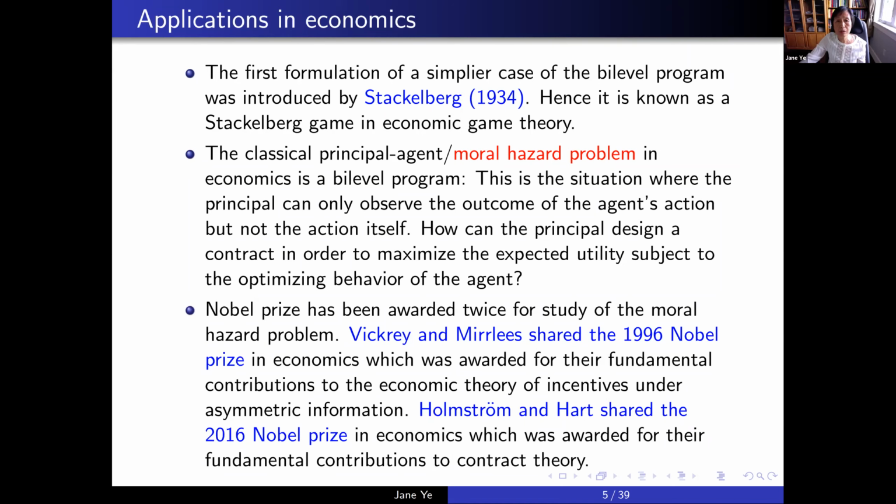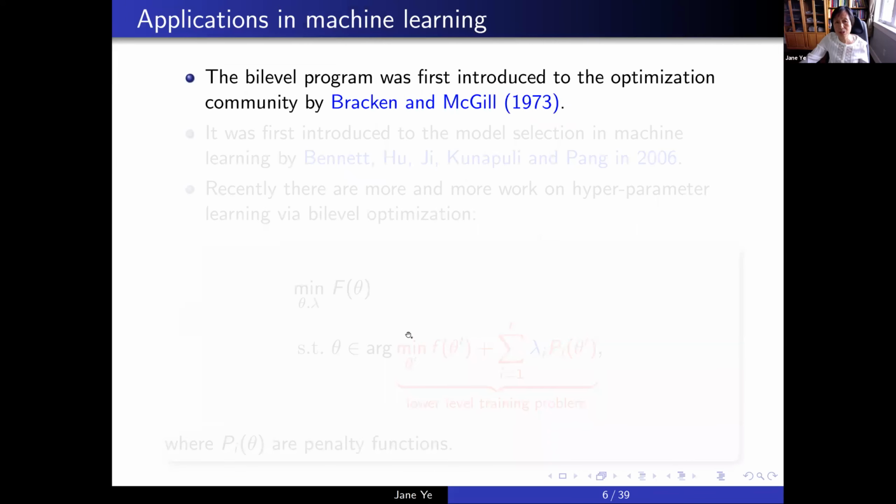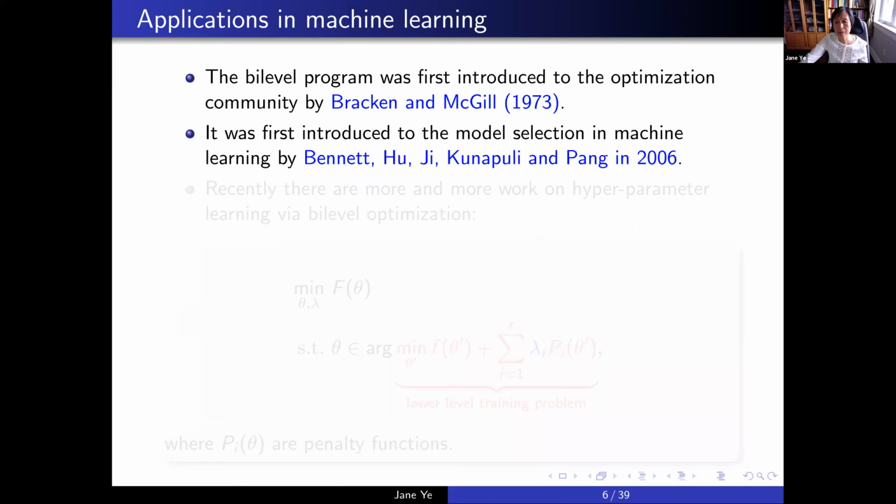And for the optimization community, we know that the first time the bilevel program was introduced was in 1973. Then in machine learning in 2006, in this paper.